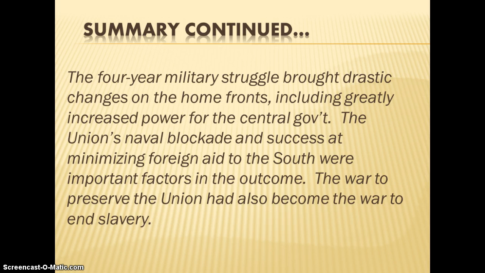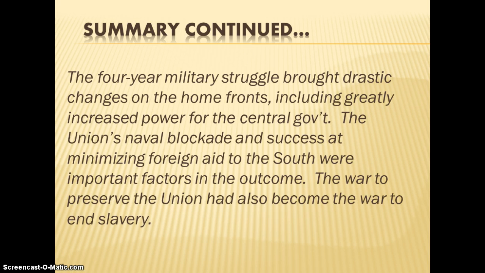The middle part of that is something I alluded to a little bit earlier. The Union's naval blockade and success at minimizing foreign aid to the South were important factors in the outcome. When we think about the advantages and the disadvantages of the British and the colonists back in the American Revolution, if you'll remember, there were two important reasons why the colonists were able to win. Think about those in your head. Okay, let's check and see if you were right.